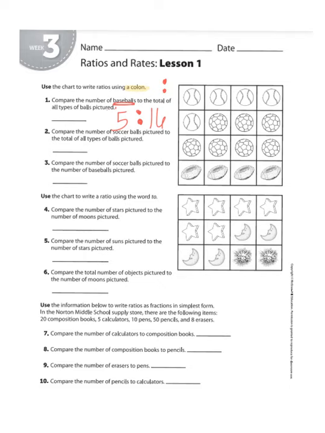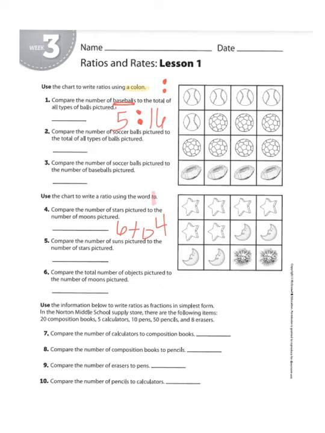When you get down to number 4, they want you to use the chart to write a ratio using the word to. So number 4 says, compare the number of stars pictured to the numbers of moons pictured. So we have 1, 2, 3, 4, 5, 6 stars. The number of moons would be 4. So 6 to 4 is your ratio.